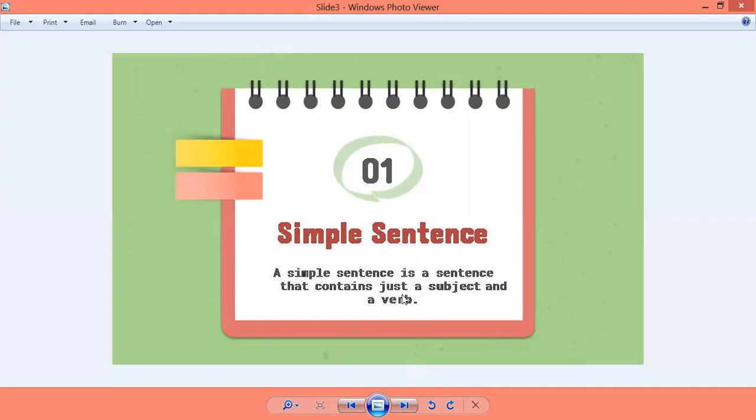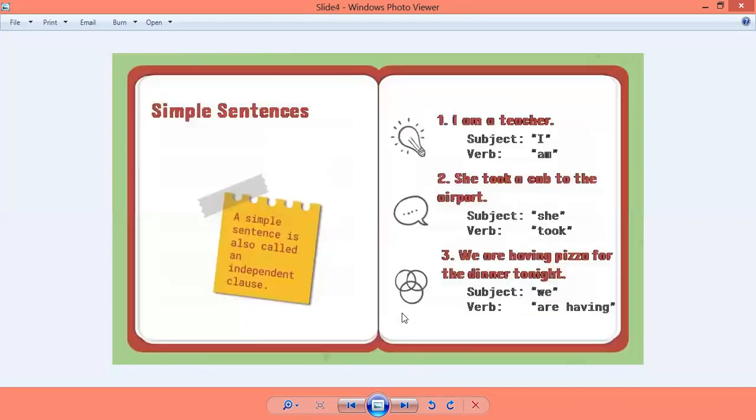First one is simple sentence. Of course, let us see what is a simple sentence. A simple sentence is a sentence that contains just a subject and a verb. Any sentence, कोई भी sentence ले लो. अगर वो simple sentence है, तो वो sentence के अंदर क्या होगा? It would only have a subject and it would only have a verb. Right? Only a subject and a verb. There would be nothing else. Conjunction बिल्कुल नहीं होगा. Let us see examples.